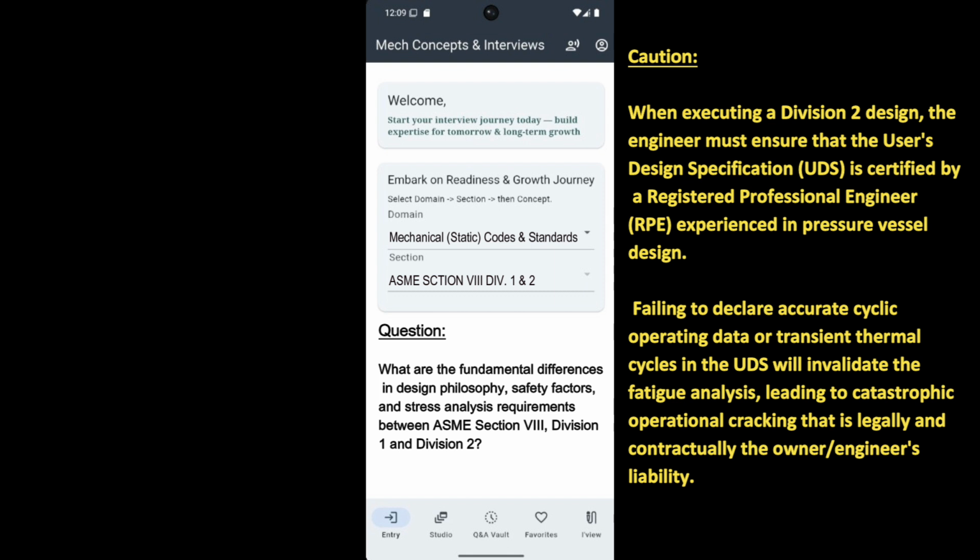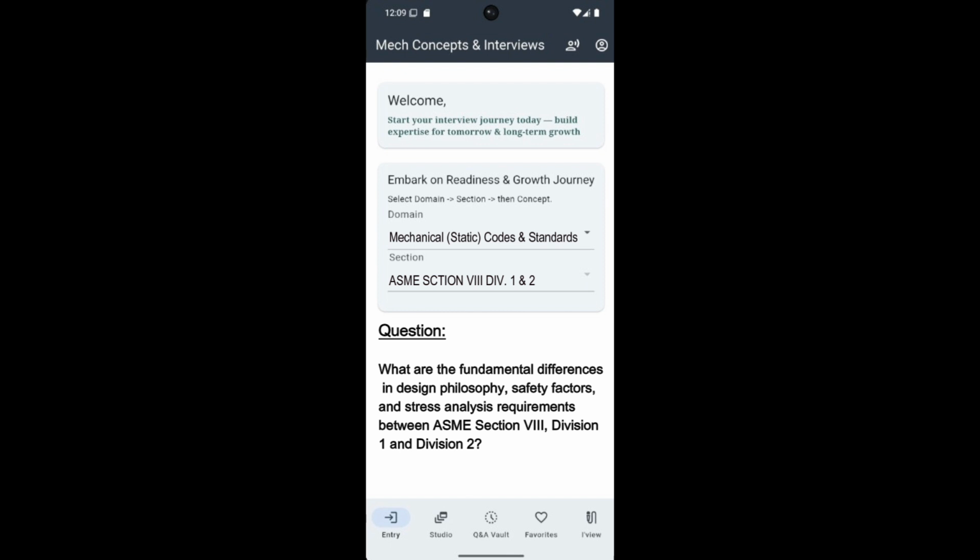Yes, exactly. But more importantly, the client and the engineer must flawlessly declare all transient thermal cycles. Define what a transient thermal cycle looks like in the field. It is the physical expansion and contraction of the vessel over its lifespan. Every time the refinery starts the reactor up from cold to 400 degrees, and every time they shut it down, the steel breathes. It expands and contracts. Right. If the UDS claims the vessel will only experience 50 startup-shutdown cycles in its 20-year lifespan, the fatigue analysis is calculated against that specific baseline.